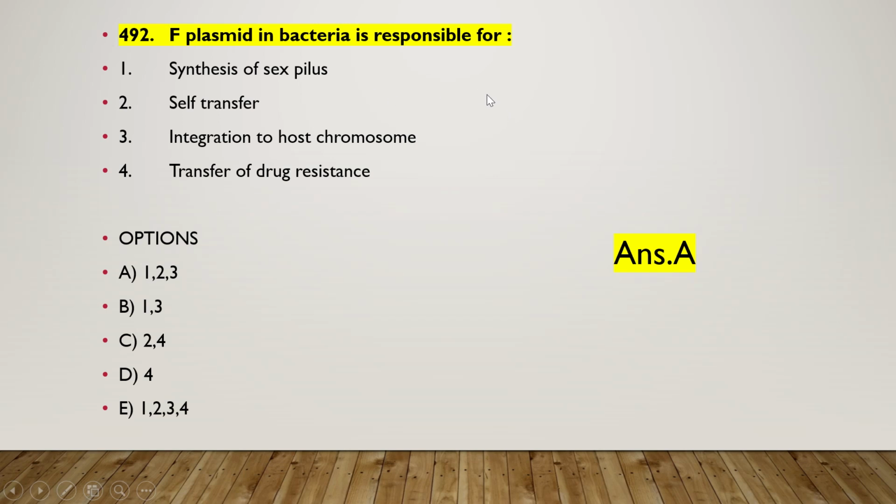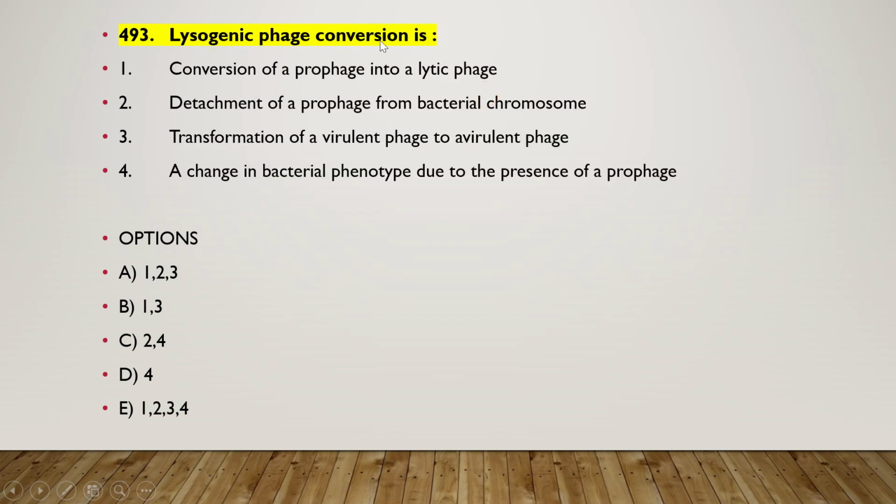Okay. So next one is lysogenic phage conversion is conversion of prophage into a lytic phage, detachment of prophage from bacterial chromosome, transformation of a virulent phage to avirulent phage, a change in bacterial phenotype due to the presence of a prophage. And the right answer is option D, that is 4. So a change in bacterial phenotype due to the presence of a prophage is the right answer regarding lysogenic phage conversion.